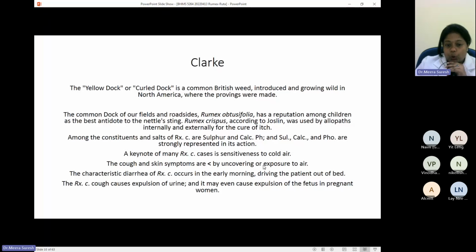Keynote is sensitiveness to cold air and characteristic diarrhea. Yeah, this one I didn't see in other books. Rumex crispus cough causes expulsion of urine, that we saw, but it may be so violent that it can even cause the expulsion of the fetus in pregnant women. I don't know whether it has happened. Maybe it shows how violent the cough would be, that it has the capacity even to push the fetus outside, I mean, from a pregnant woman.